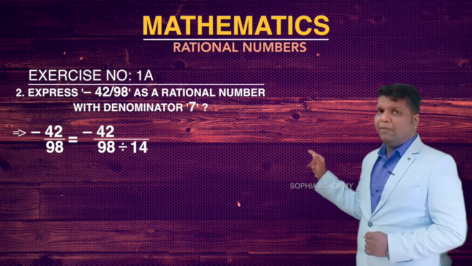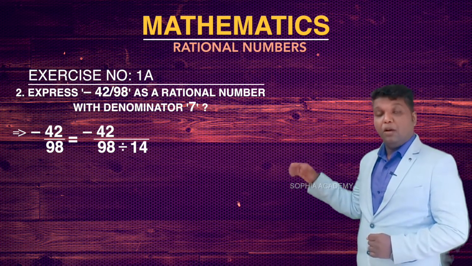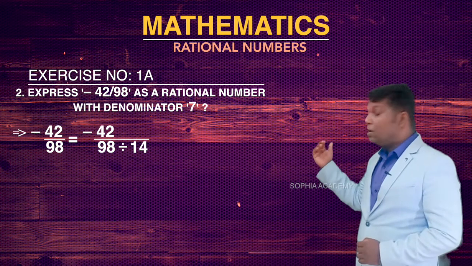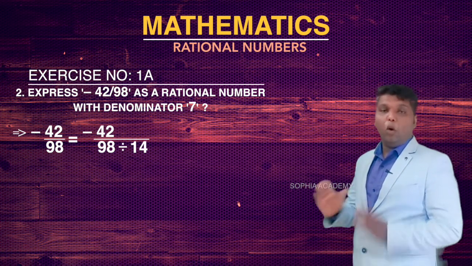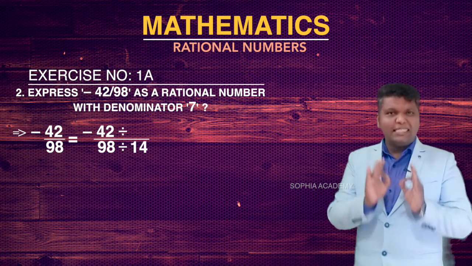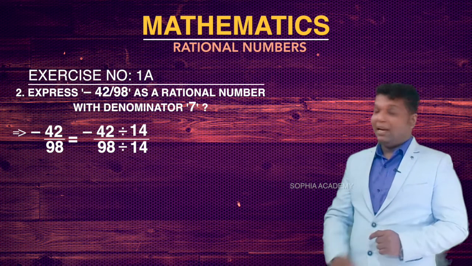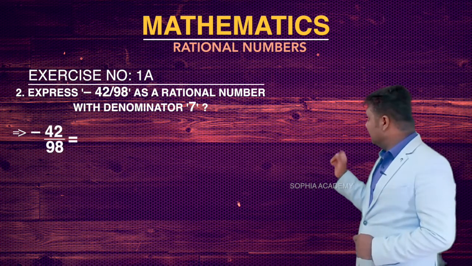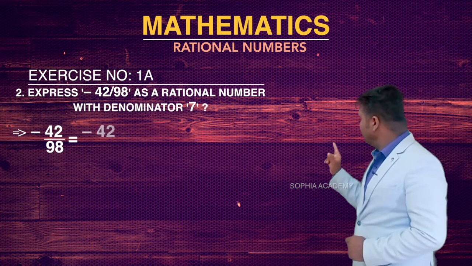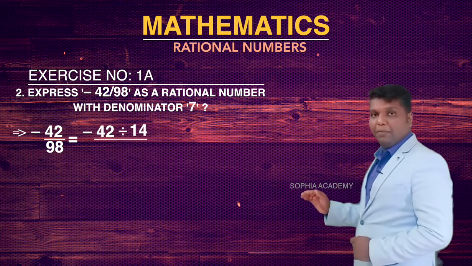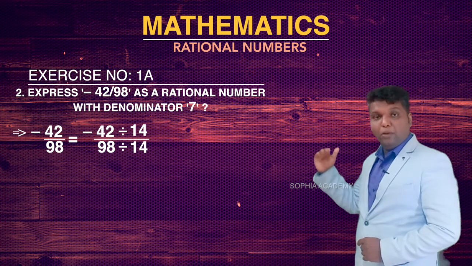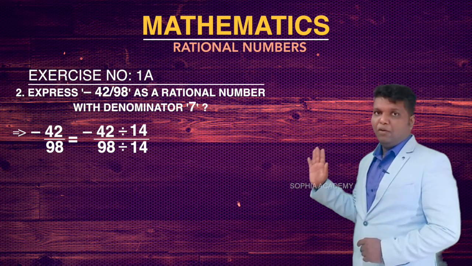So if you are dividing the denominator by 14, what should we do with the numerator? We should do the same with the numerator. That means we should divide the numerator also by this same 14 itself. So let us go to the next step. Minus 42 divided by 98 is equal to minus 42 divided by 14 over 98 divided by 14. Both the numerator and denominator we are dividing by 14 itself.